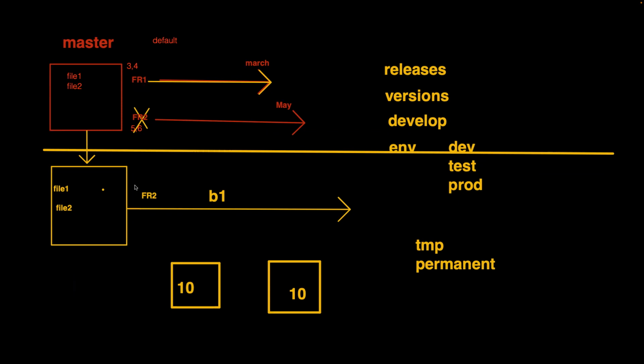Another way is you may have to maintain permanent branches like dev branch, test branch. You have to maintain those environments, right? So you will have a separate branch for them. That is another way. A permanent branch we don't delete. We maintain it permanently because I just want a dedicated branch for each environment.